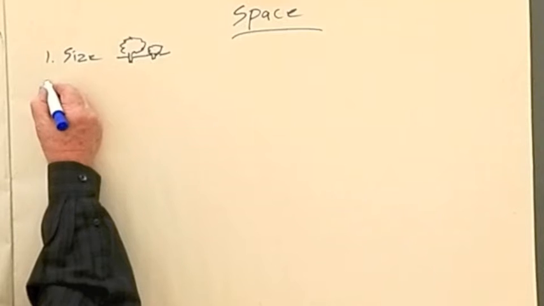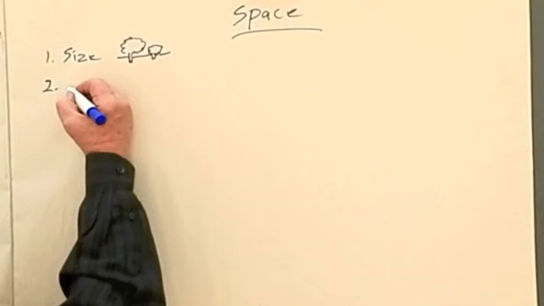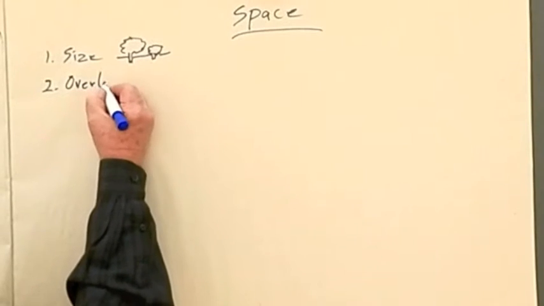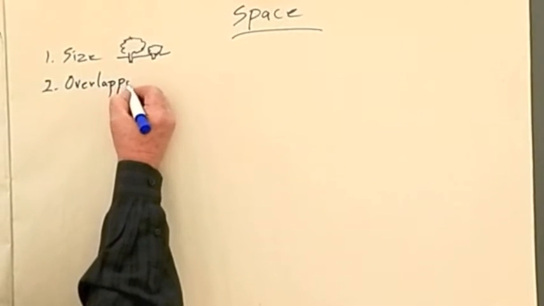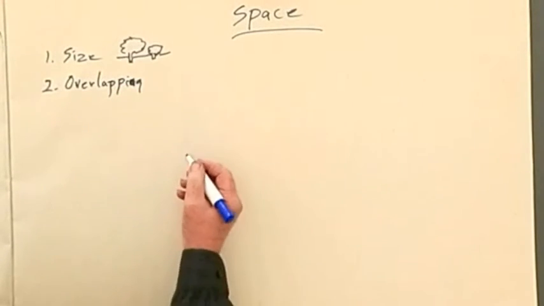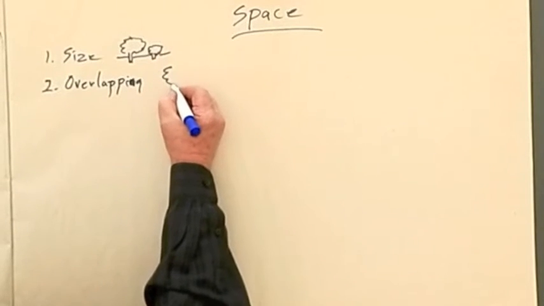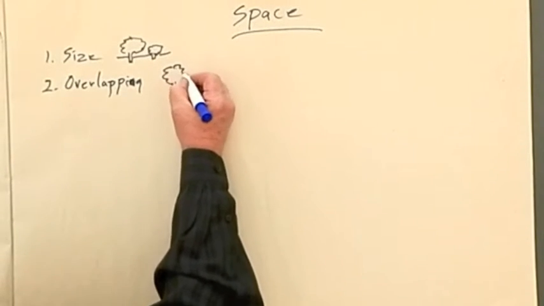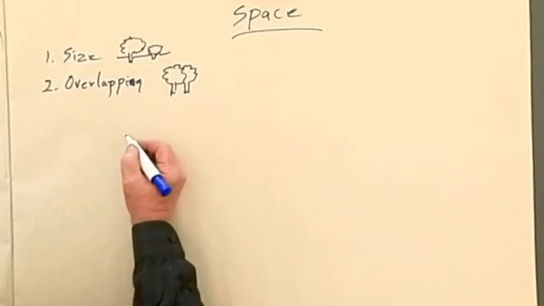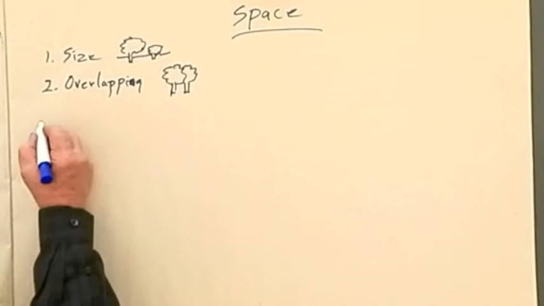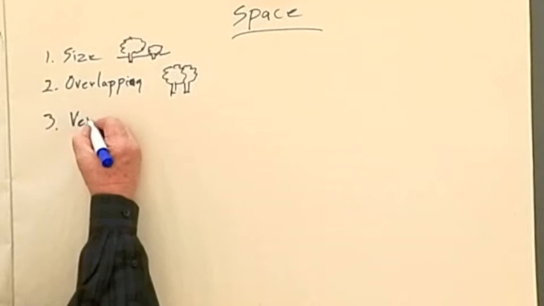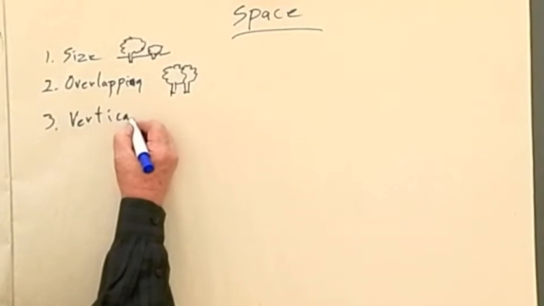The second one is overlapping. One thing that's in front of another thing appears closer to us because it's blocking our view of the other thing. So we've got a tree here and another tree that's about the same size that's behind it because one tree is in front of the other tree. Some of the stuff seems real obvious, but it takes a while to document it and think about it.